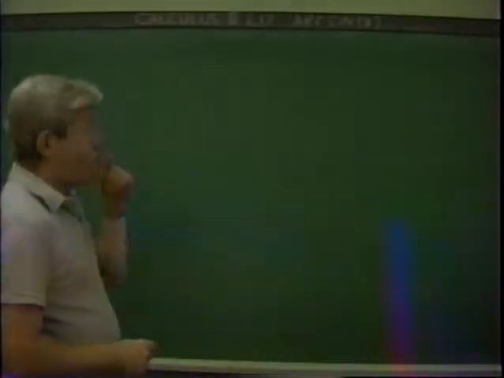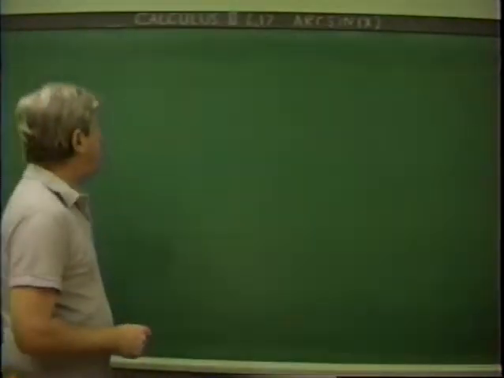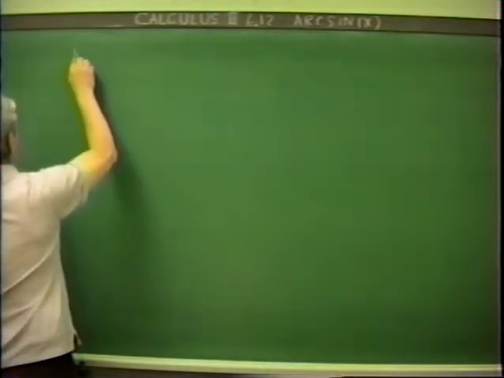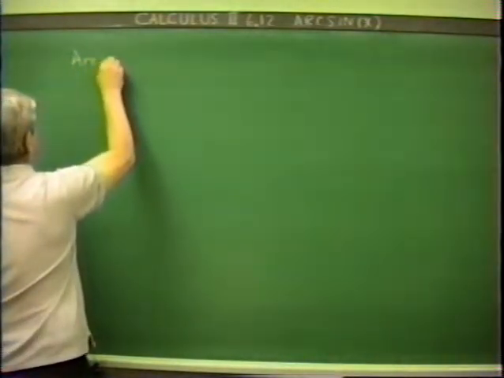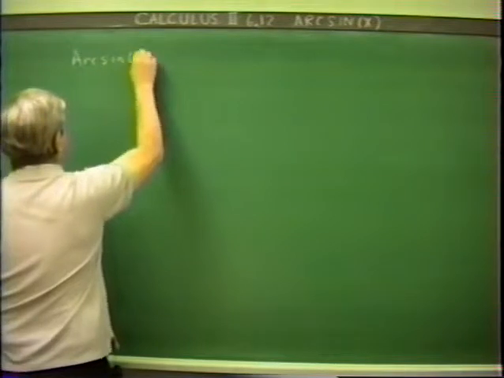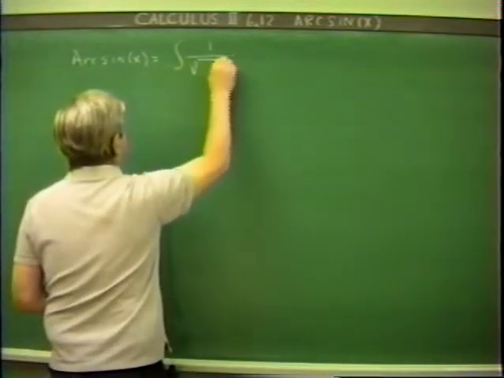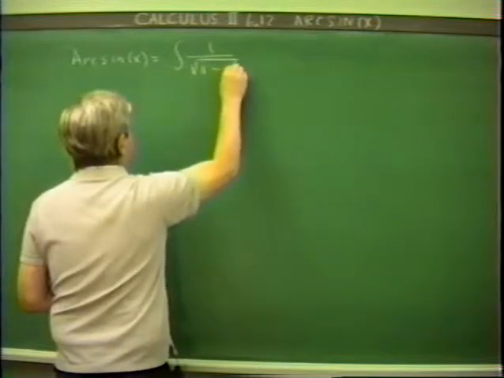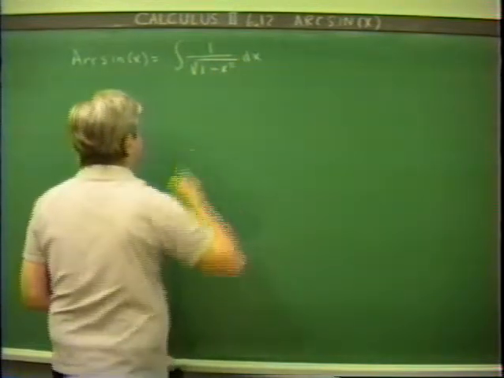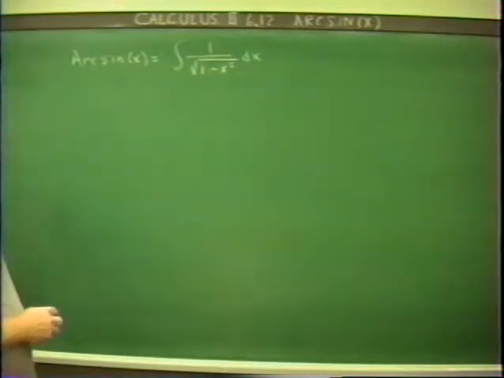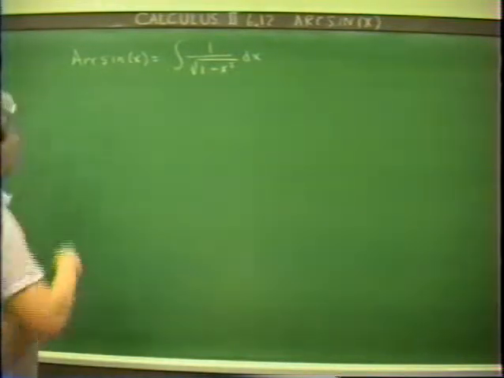We want to find out the power series expansion for the sine inverse. Okay, we want to look now at the function arc-sine of x and develop some Taylor series. We use the following fact. Arc-sine of x is equal to the antiderivative of 1 over square root 1 minus x squared dx.